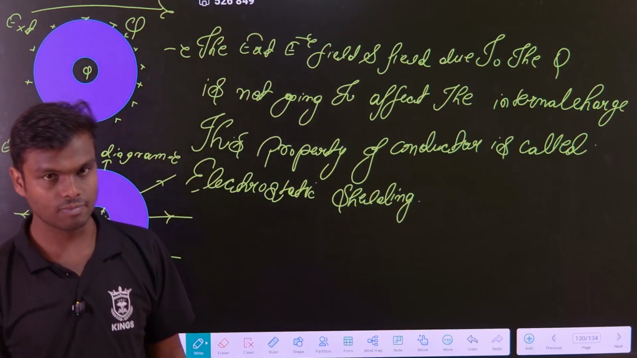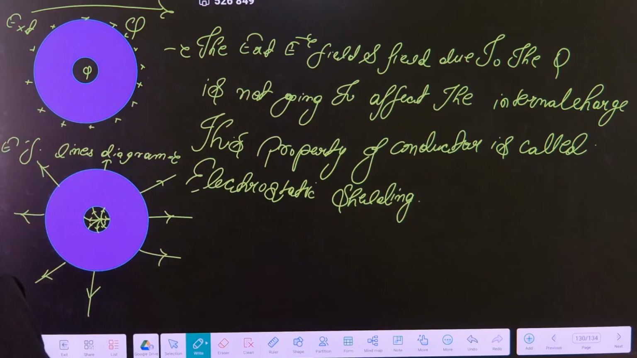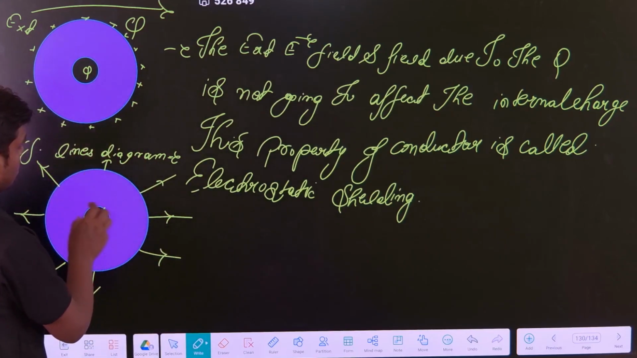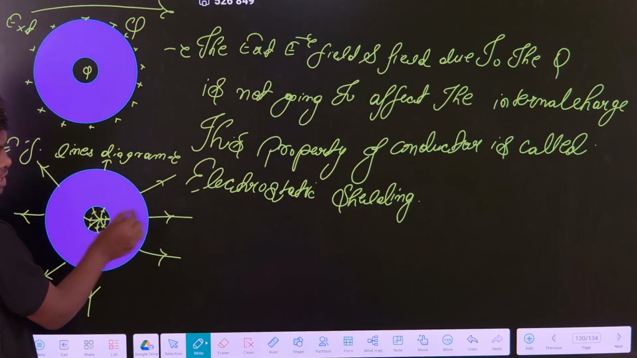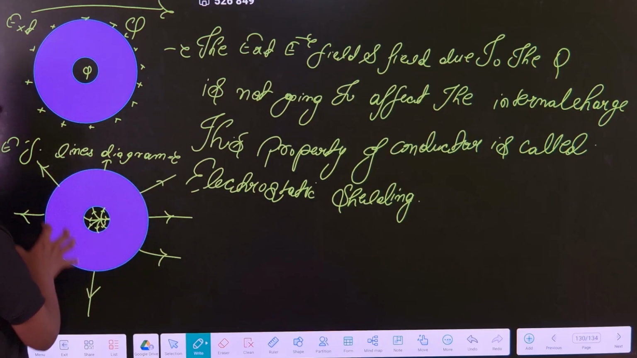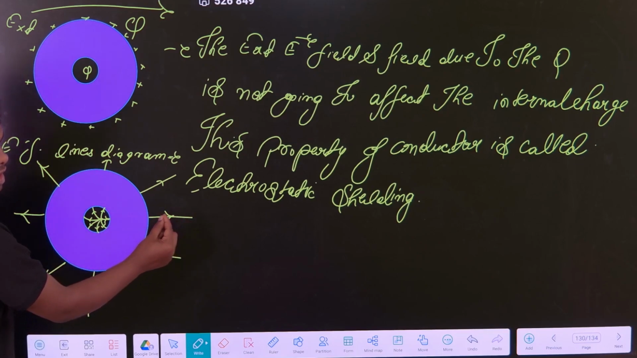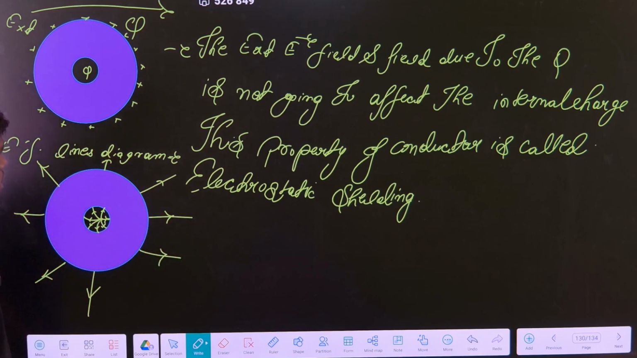Clear? Any doubt? Now if I try to draw the electric field lines, and suppose my charge is here, not placed at the center but slightly away from the center. So you can see that the electric field lines will be like this. There will be electric field lines outside and electric field lines inside. That is why the electric field lines will be like this.